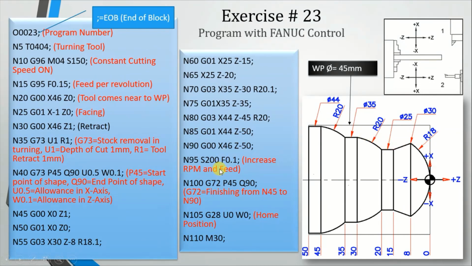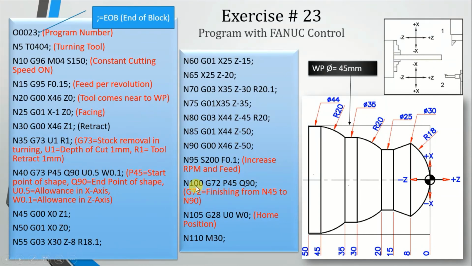Now we have to do finishing. For the finishing, we just write S200. Before we had S150. Now we increase the cutting speed, so the RPM will be more, and we decrease the feed. Before we had feed 0.15, now we will reduce the feed in order to get a better surface. So S200 F0.1, increase RPM and decrease the feed.